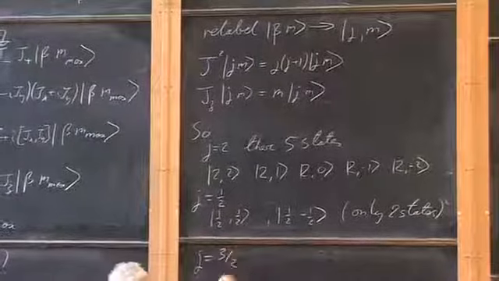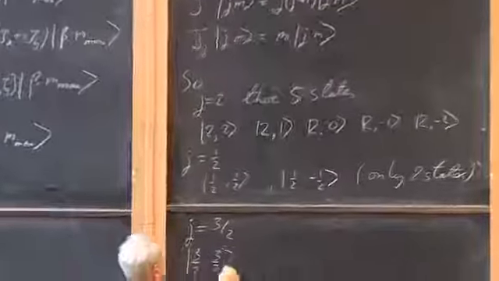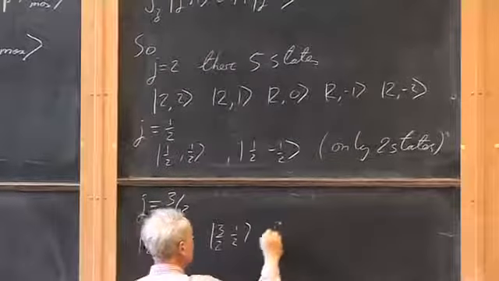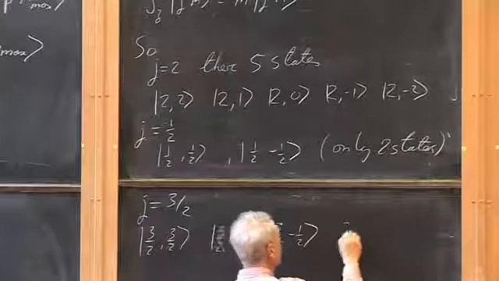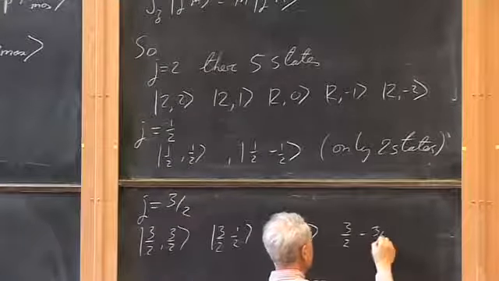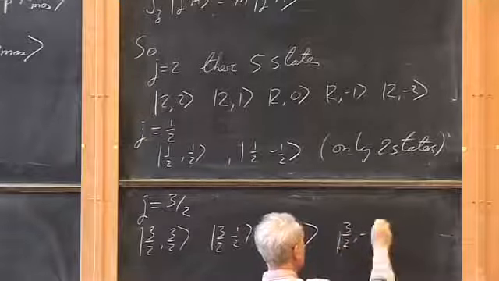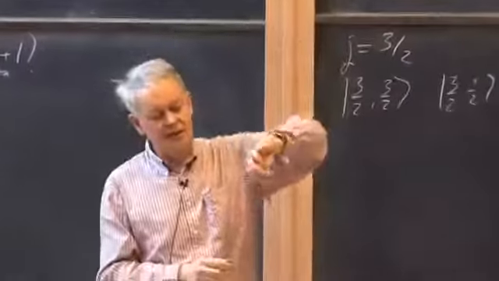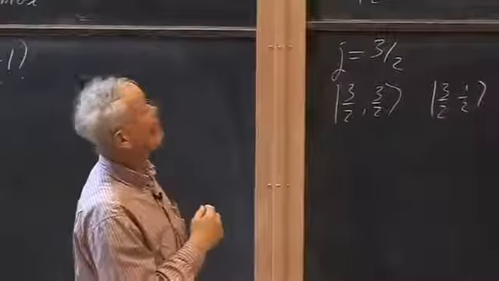In the 3 halves case, we would have 3 halves, 3 halves; 3 halves, 1 half; 3 halves, minus 1 half; and 3 halves, minus 3 halves. We would have 4 possible orientations. We'd have this, this, this, and this, never pointing horizontally, etc., etc. Okay.